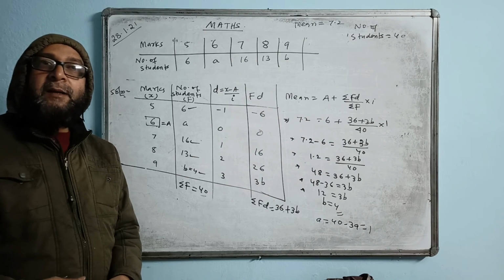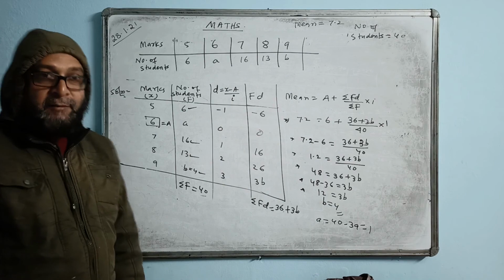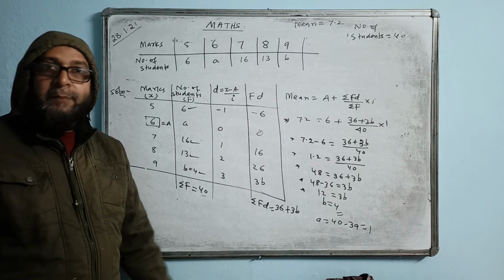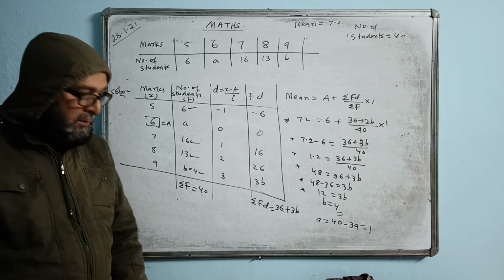And if you do it by the direct method, you will make two equations. They have to be solved simultaneously. It becomes very lengthy. So the preferred method is the step deviation method.